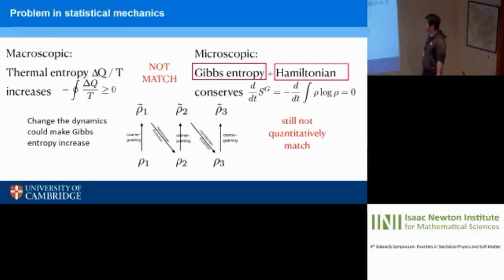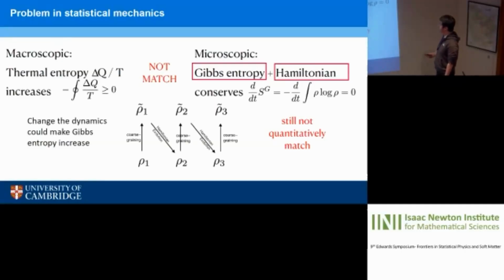Classical statistical mechanics aims to explain thermodynamics from underlying Hamiltonian dynamics. But the problem is that in thermodynamics, when we say entropy, we mean thermal entropy, which increases in cycles. But when we look at the microscopic world, when we say entropy, we mean Gibbs entropy, which is conserved under Hamiltonian dynamics. This is usually referred to as the irreversibility problem.